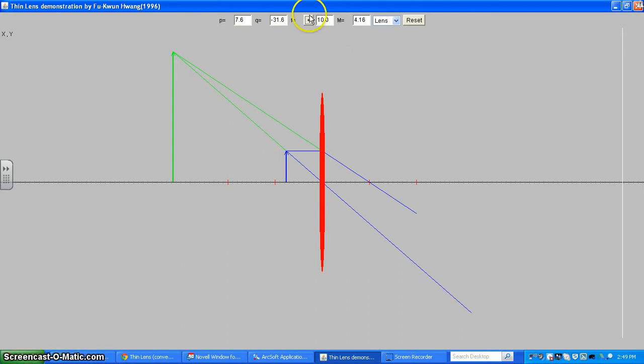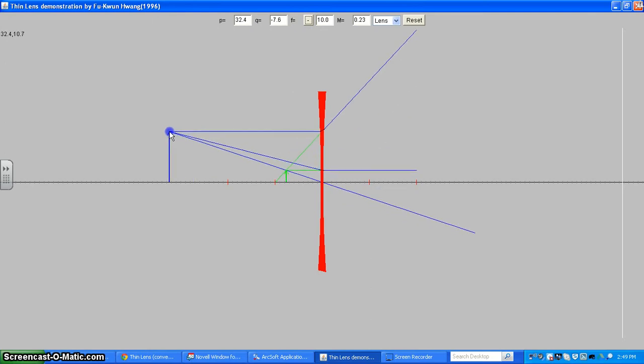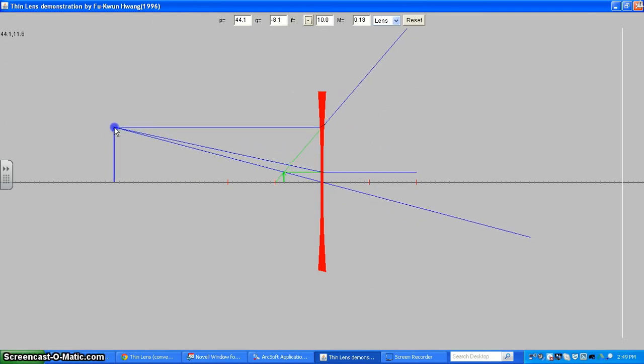All right, so now let's go ahead and take a look at a diverging lens. If you look at the diverging lens, again, there are 3 rays that are drawn. The first ray drawn from the object is parallel, and then once it strikes the lens, it diverges out along a line that goes through the focal point on the same side as the object.